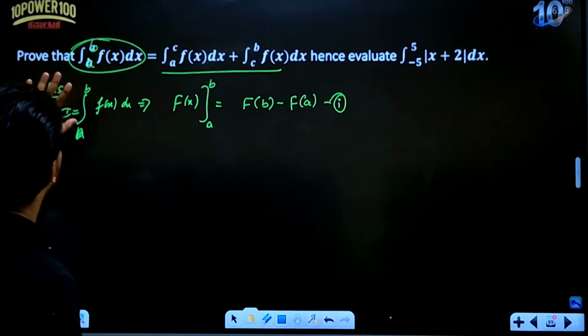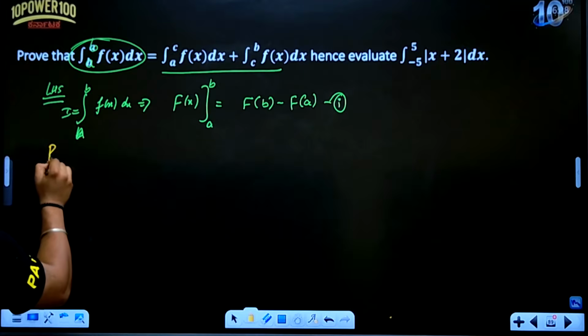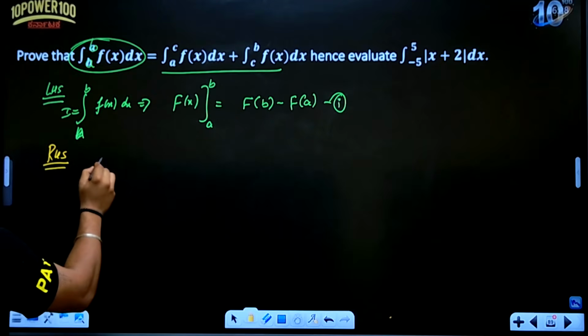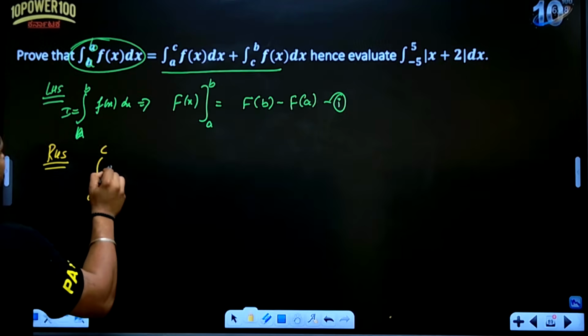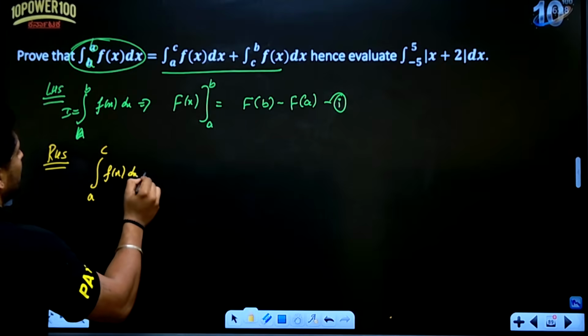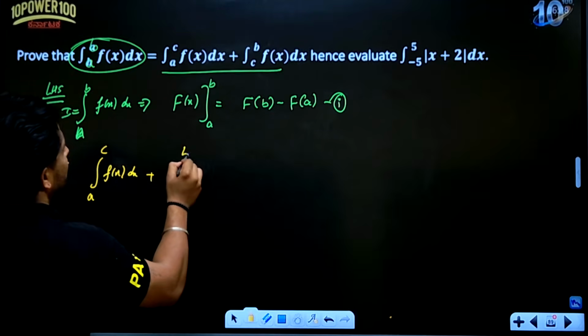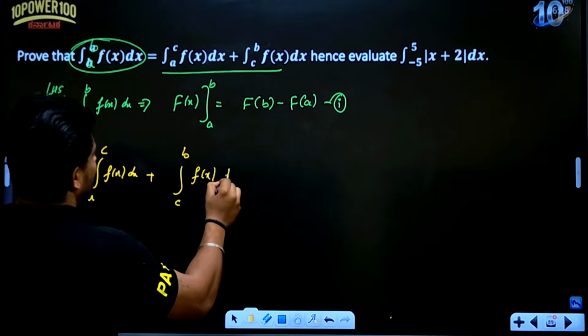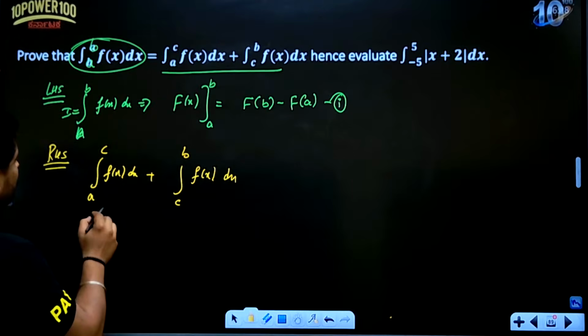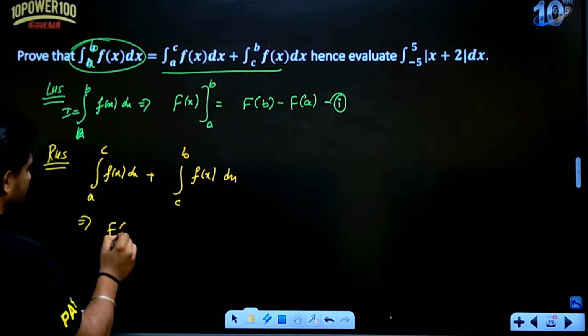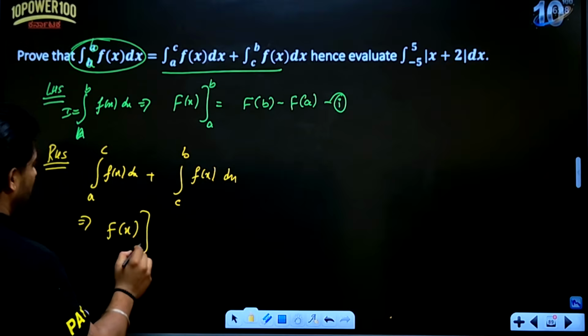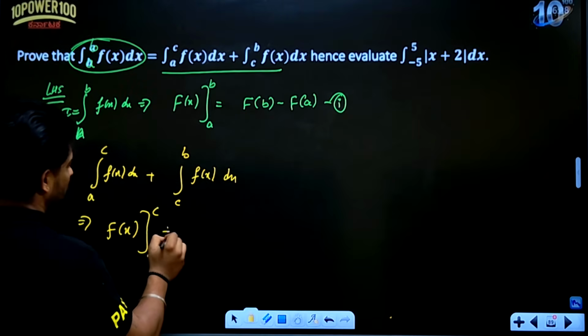So now LHS is done. Next, RHS. So RHS is integration of a to c f of x dx plus integration of c to b f of x dx. Okay, so now solving here, integration of f of x is capital F of x with limits a to c, and this is capital F of x with limits c to b. Now we'll apply the limits.